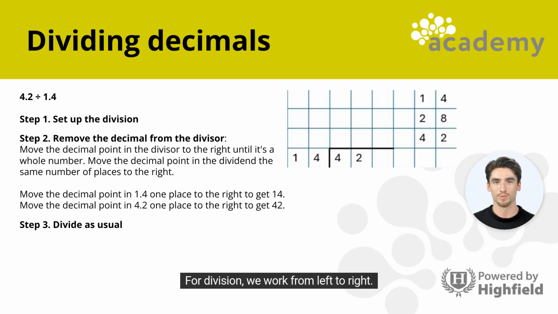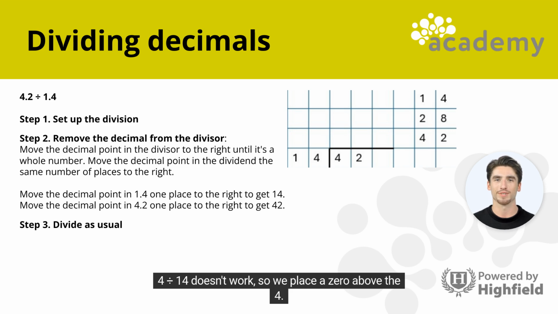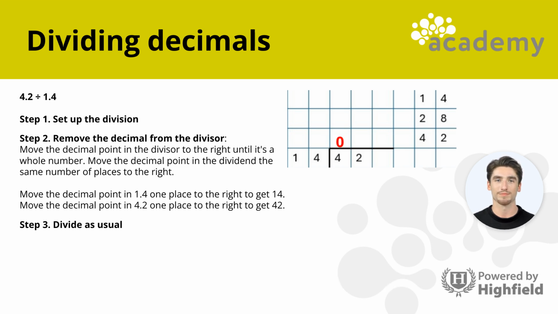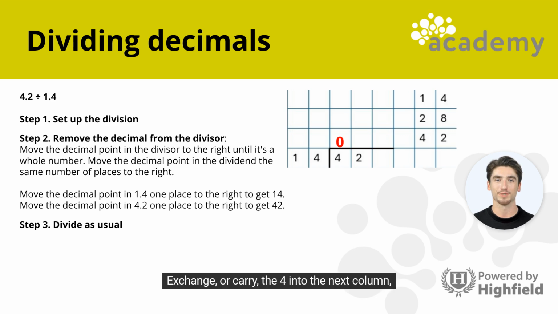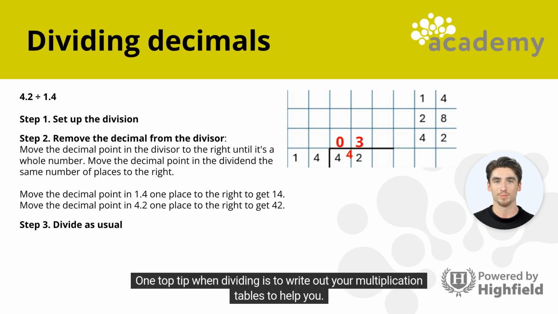For division, we work from left to right. 4 divided by 14 doesn't work, so we place a 0 above the 4. Exchange, or carry, the 4 into the next column, which makes 42. 42 divided by 14 equals 3. Place the 3 above the 2. One top tip when dividing is to write out your multiplication tables to help you.